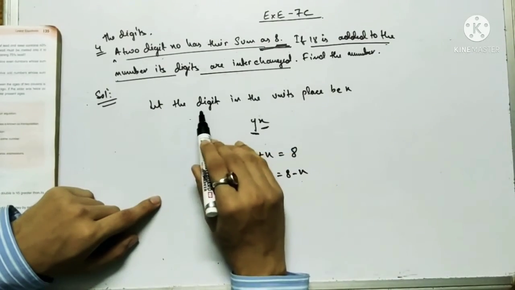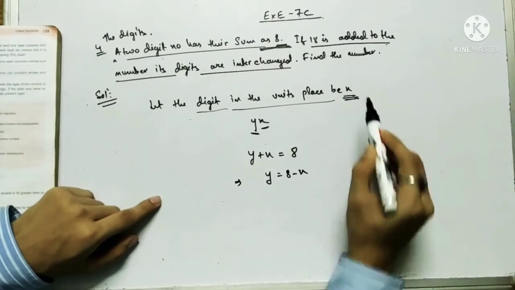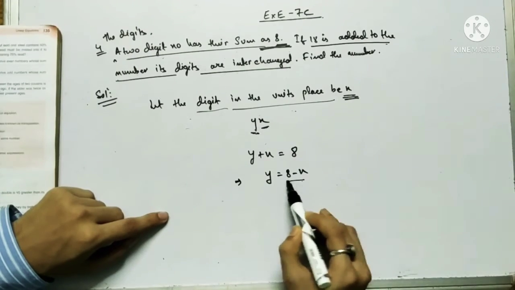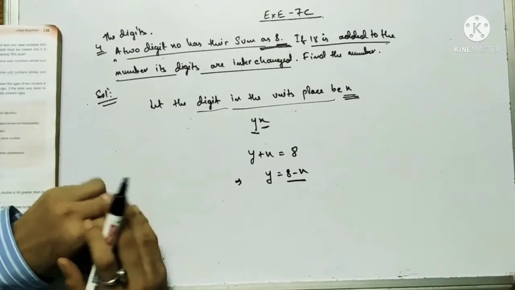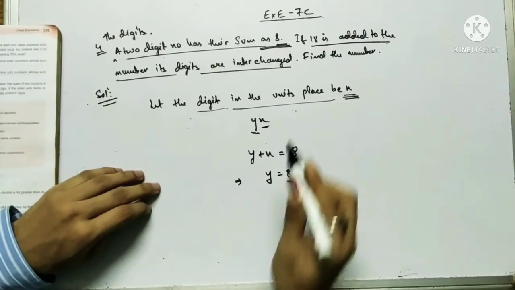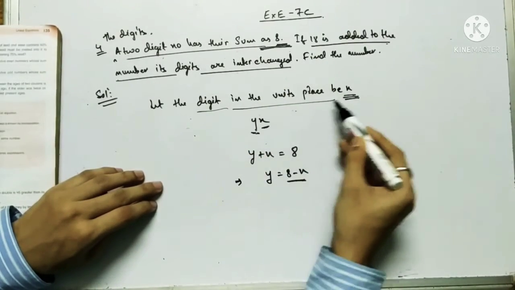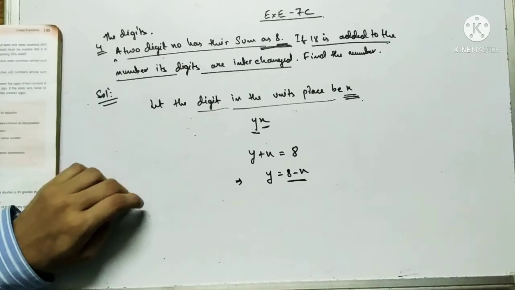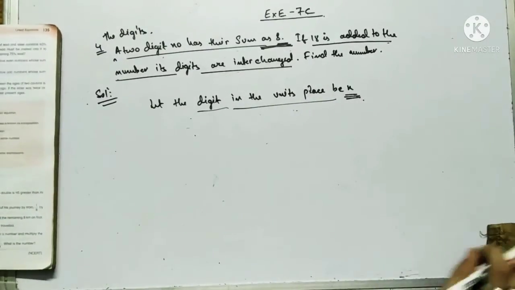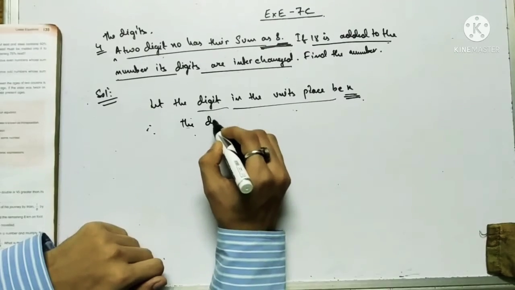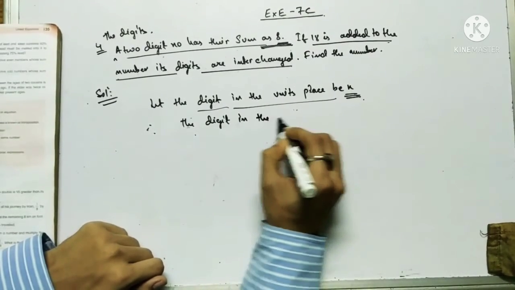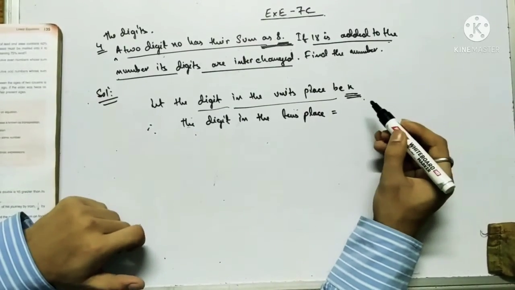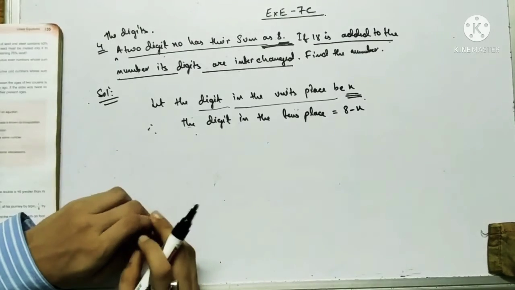So one of the digits, in the units place, I have taken as x. So the digit in the tens place, which is our y here, will be 8 minus x. Understand? The sum of the digits of a two-digit number is 8, given. If one of the digits I take as x, then the other digit will be 8 minus x. So therefore the digit in the tens place will be equal to 8 minus x.